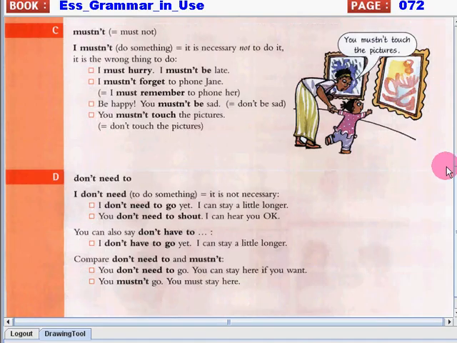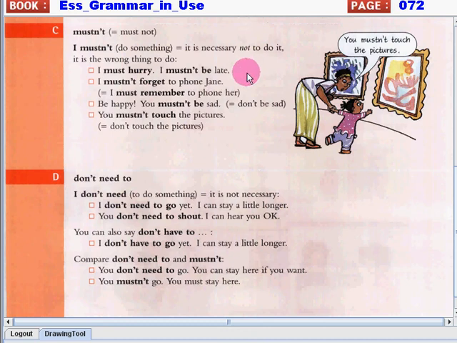Now, let's have some examples. First with must not. Mustn't, must not. I mustn't do something. That means it is necessary not to do it. It is the wrong thing to do. Okay? Again, I must not or mustn't. That means it is important not to do something or it is the wrong thing to do. Let's have some examples.